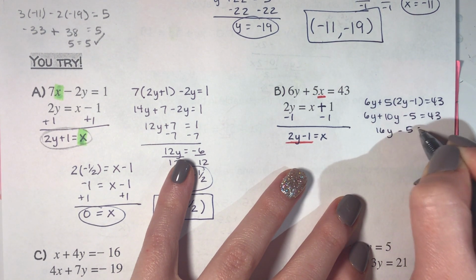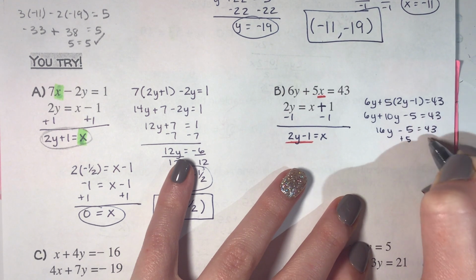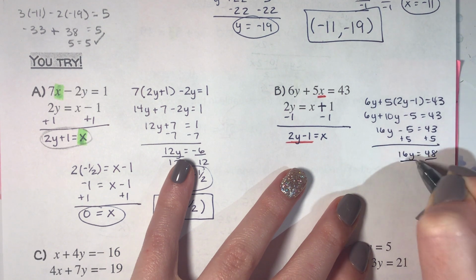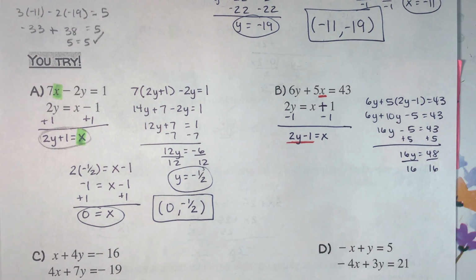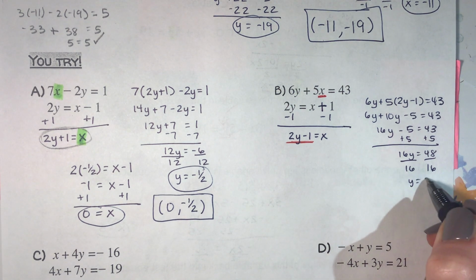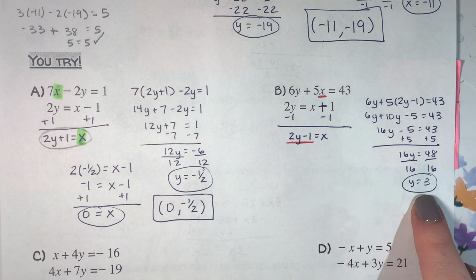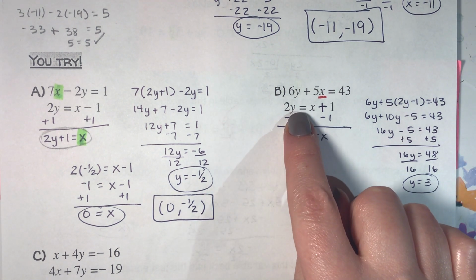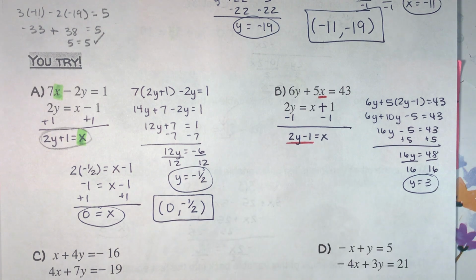16y minus 5 is equal to 43. Add 5 to both sides. 16y is equal to 48. Divide by 16. You might need to get a calculator. What is 48 divided by 16? It is 3. So now I have y is equal to 3. That's my first variable. I now need to take this y equals 3 and stick it back into this second equation to figure out what x is equal to.